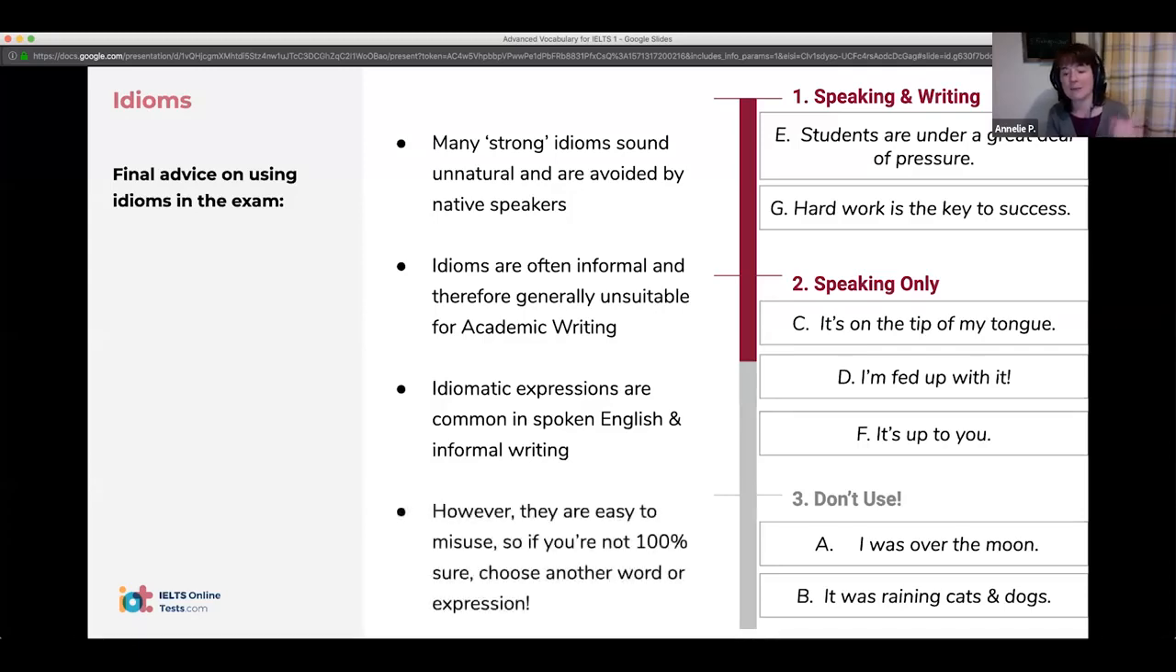And very easy to misuse as well. You've only got to get one word wrong. You've only got to say, as somebody said to me in a test last week, raining dogs and cats. So it's not even the right expression. So if you're going to say them, at least make sure that you've got them 100% right.